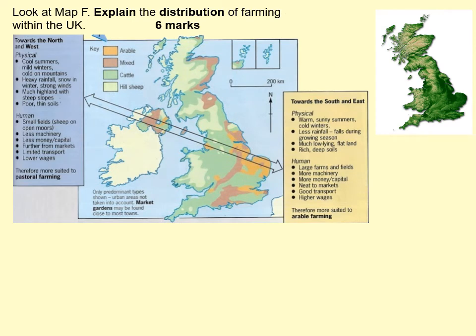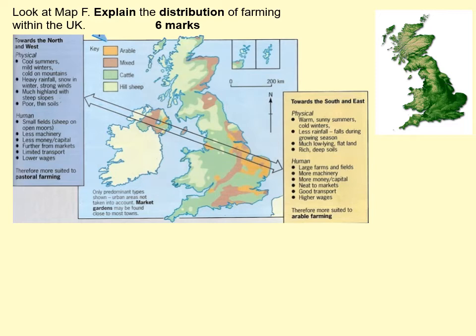Alrighty, on the screen you might have noticed that there's some information around map F. This is going to potentially help us answer this explain question, and we're going to focus on the physical factors that are shown in this lilac and yellow box. So we're going to work down the key again like we did for the describe question, and that means we're going to start off with arable farming.